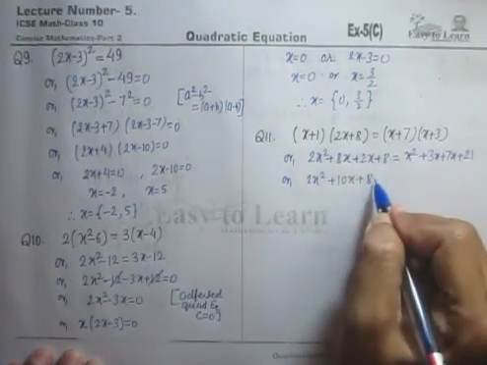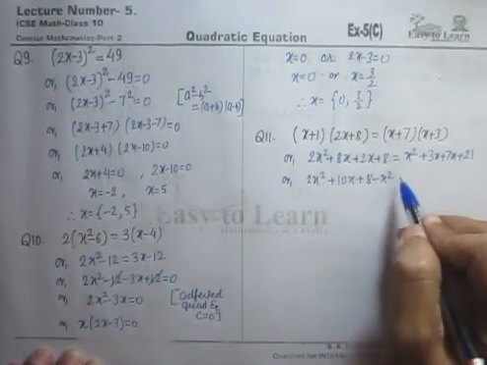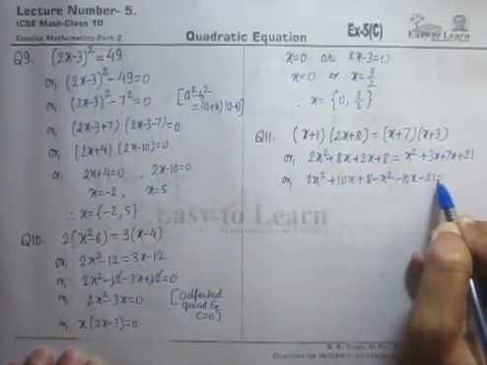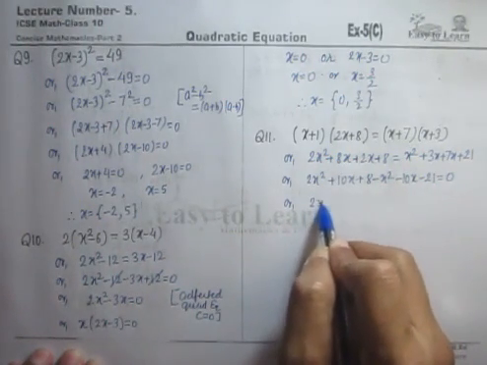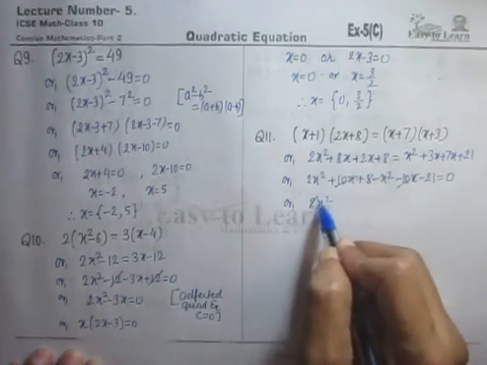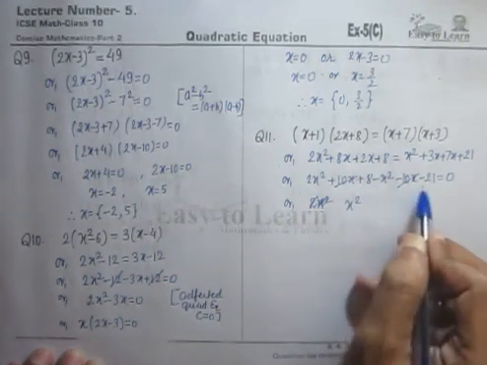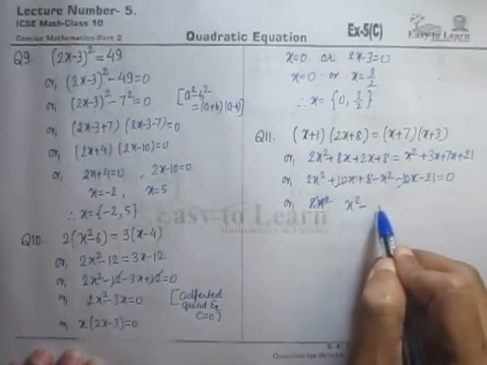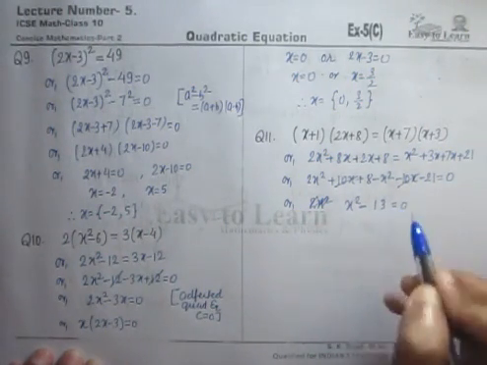Now shift x square to this side, minus x square. Now 3x and plus 7x will be 10x, shift this side, so it will be minus 10x, and shift this 21 to this side, minus 21, equal to 0. Now this plus 10x and minus 10x cancel. 2x square minus x square will be x square, and 8 minus 21 will be minus 13, equal to 0.